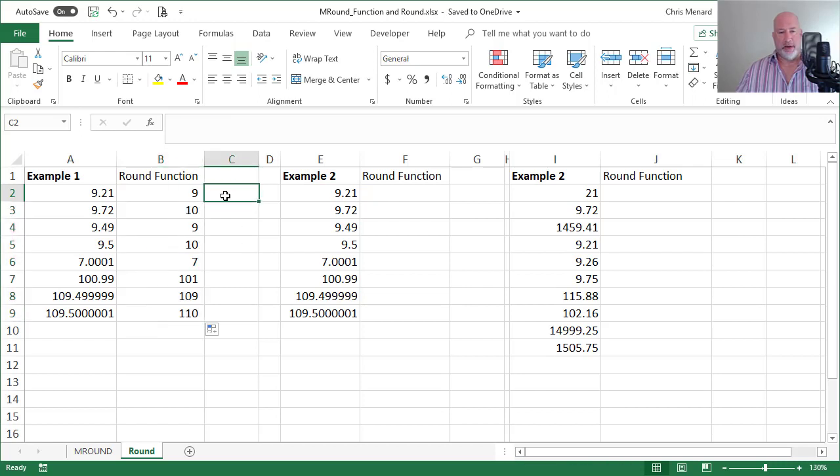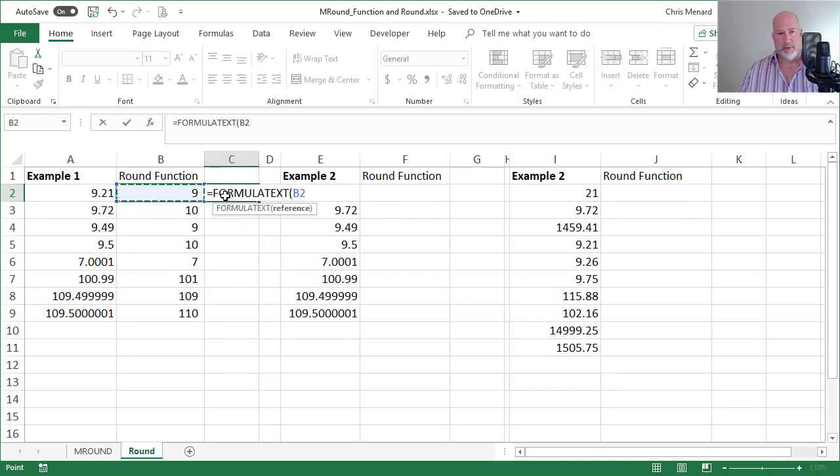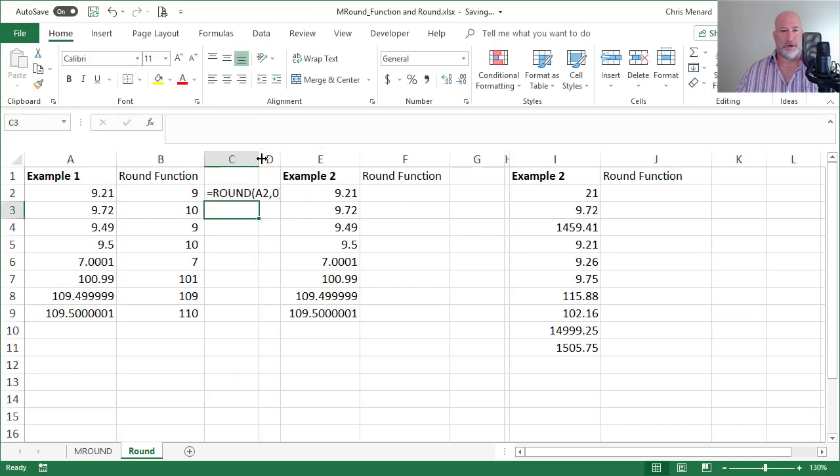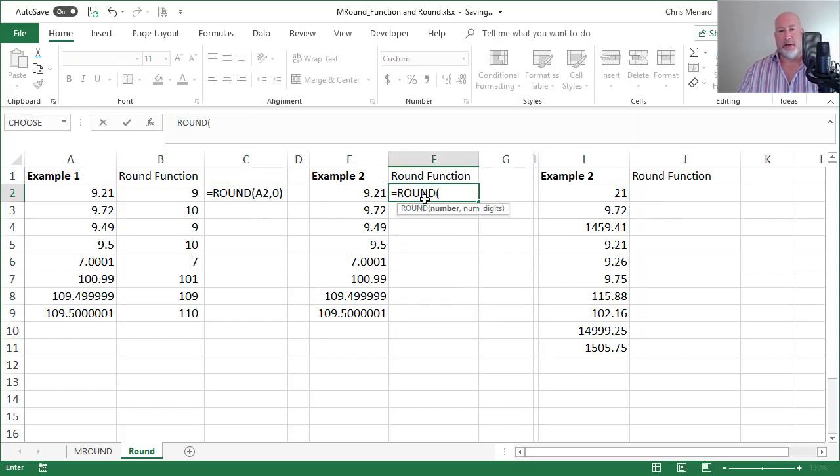So just to keep up with this, I'm going to throw in the formula text for you. So there's the formula I use for example one. Here we go with example two. I'm over in column F. I'm going to use the round function again. This time, I want to round this one decimal place. So that should stay as 9.2.